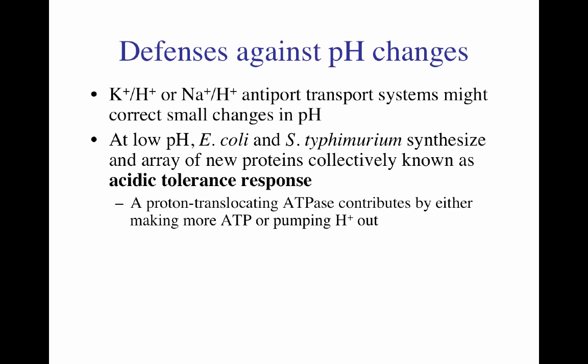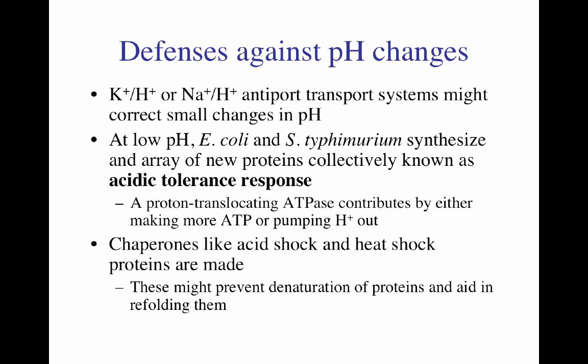So for example, E. coli and Salmonella typhimurium have what is called an acid tolerance response, where they are going to be able to use a proton-translocating ATPase to contribute by making more ATP or pumping out protons. So those proteins that are part of that acid tolerance response are going to be activated when the pH, for example, drops below a particular threshold. Also, the microorganisms can make chaperones that are going to resist acid or heat shock, like the ones that we have talked about before, and therefore prevent the denaturation of the proteins when the pH changes drastically.